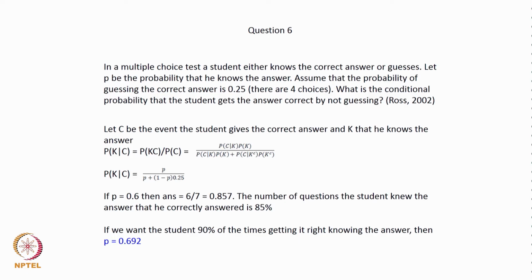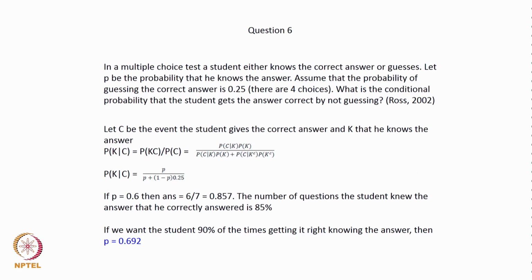If P equal to 0.6, then the probability is 6 by 7, so 0.857. So, the number of questions that the student knew the answer and correctly answered is about 85% if the probability that the student knows the correct answer is 0.6.